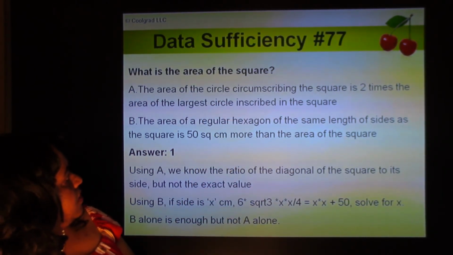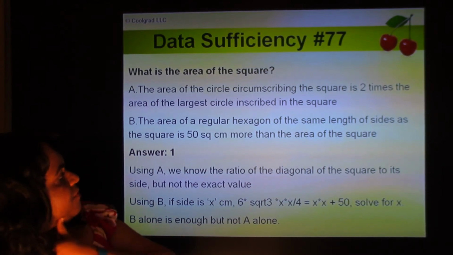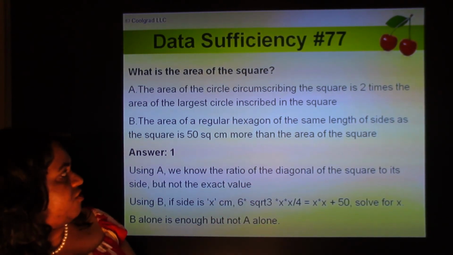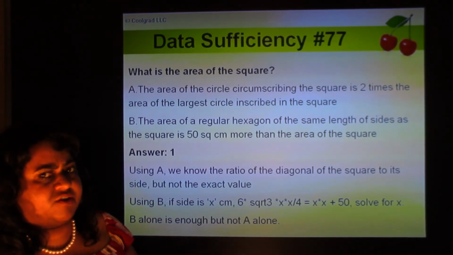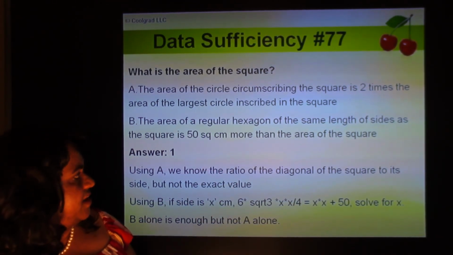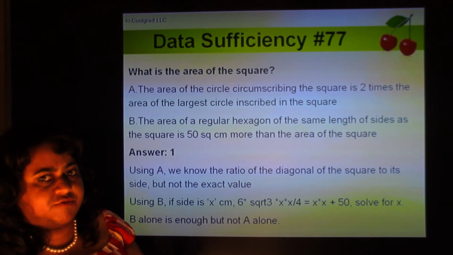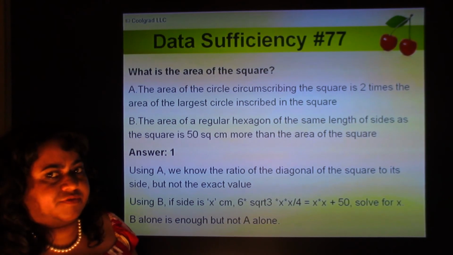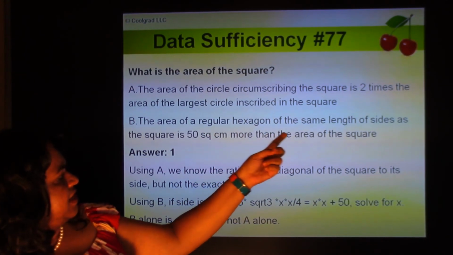And my point is, regardless of what the dimensions of the square are, the area of the circle circumscribing is always 2 times the area of the circle inside. So that doesn't tell us anything; we can't solve for r using that. We can't solve for the length of the side of the square or the diagonal of the square. Using statement B, the area of a regular hexagon of the same length of sides as the square is 50 square centimeters more than the area of the square.